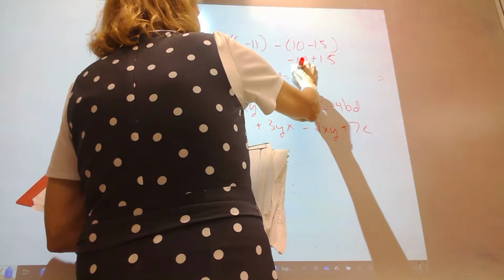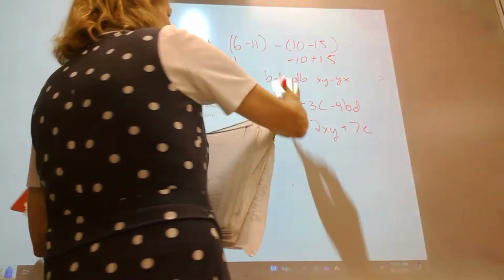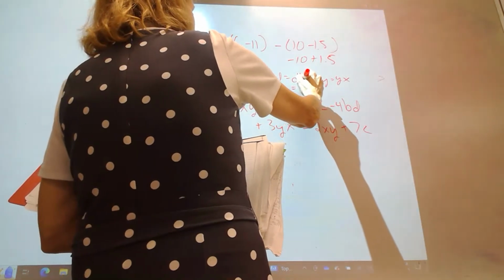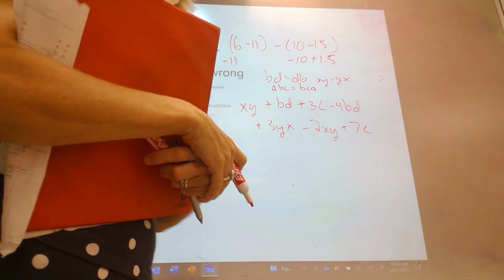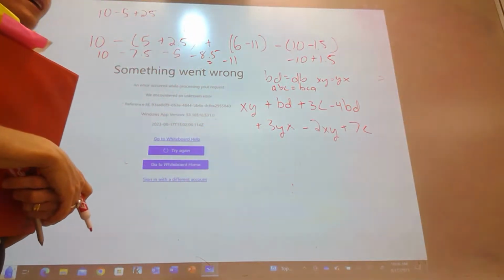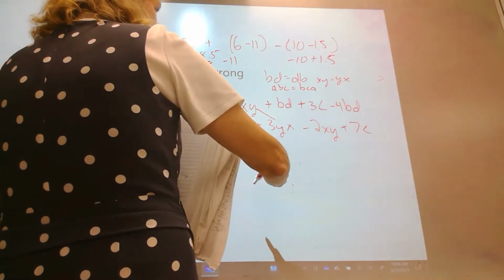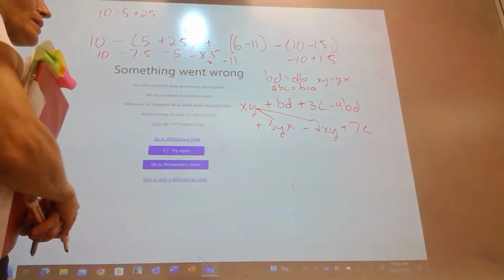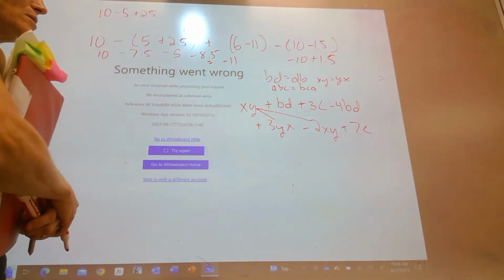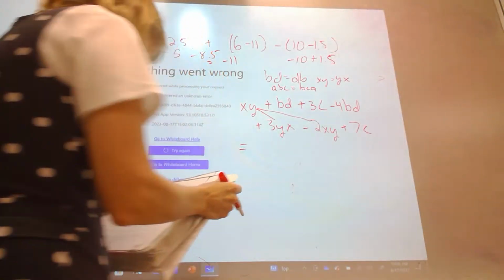They are exactly the same. BD is equal to DB. XY is equal to YX. It doesn't matter the order. ABC is equal to BCA, okay? If you have the same letters, you have the same variable. So you can combine XY with 3YX with negative 2XY. Why don't you see if you can write the answer? Combine all the like terms.